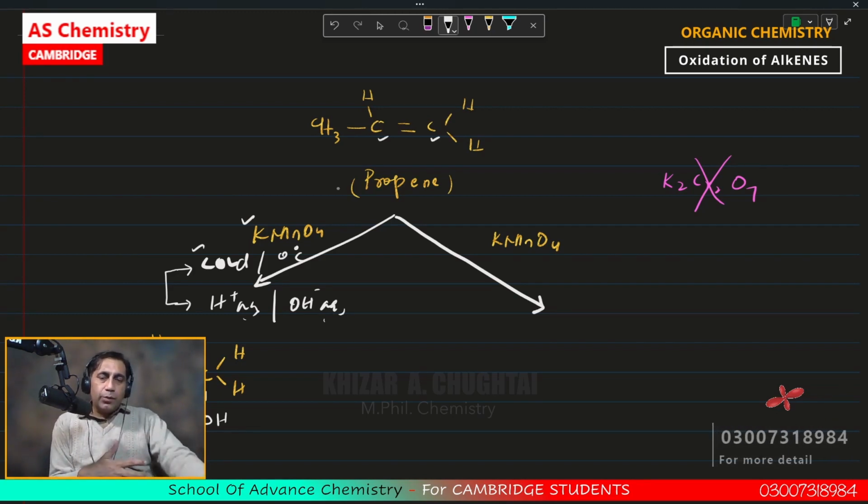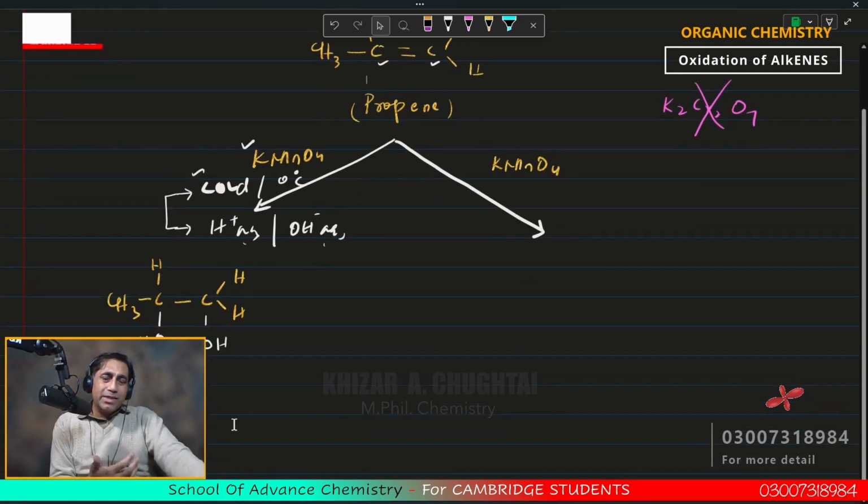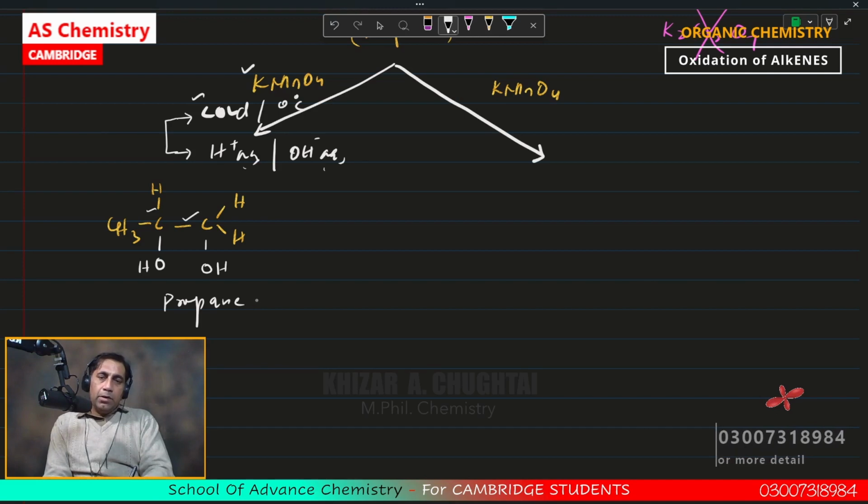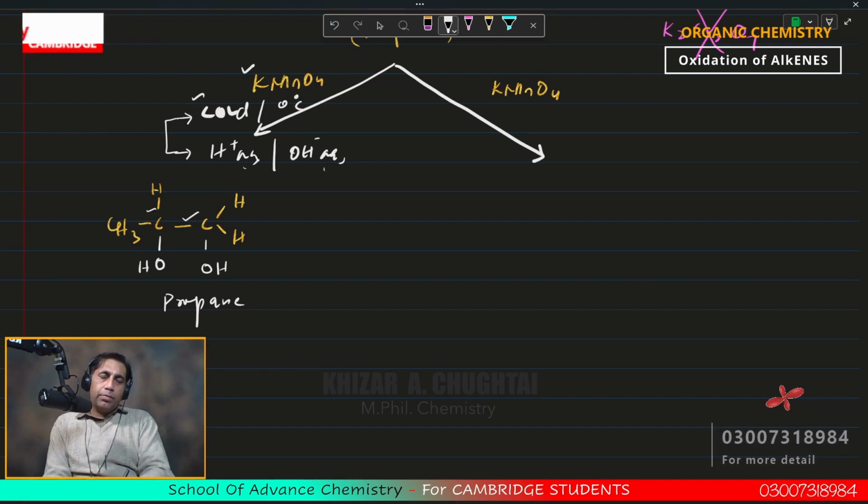Now the next question is: what is its name? What is its systematic name? What is its IUPAC name? Good. It's a prop. Prop means three carbons. The carbons are single bonded, so you will write propane. But there are two functional groups.